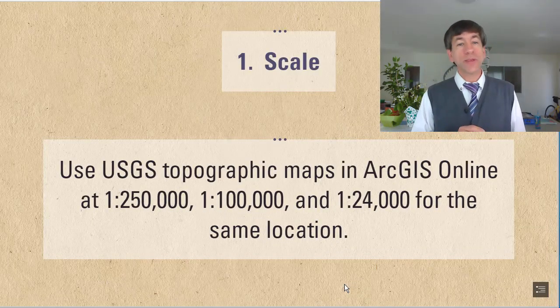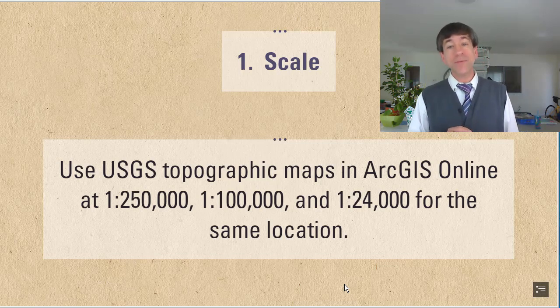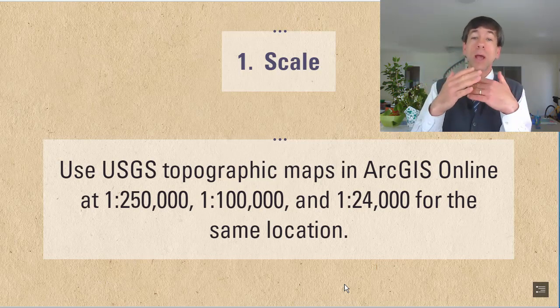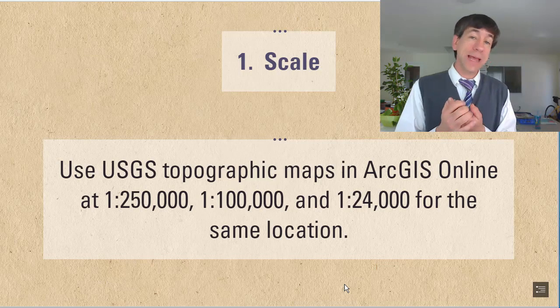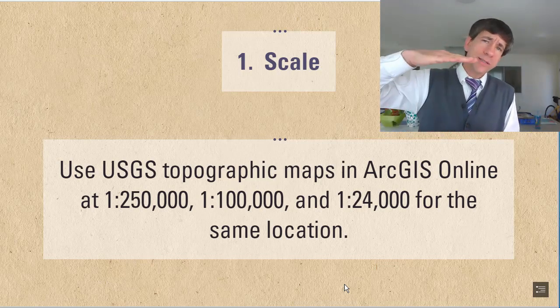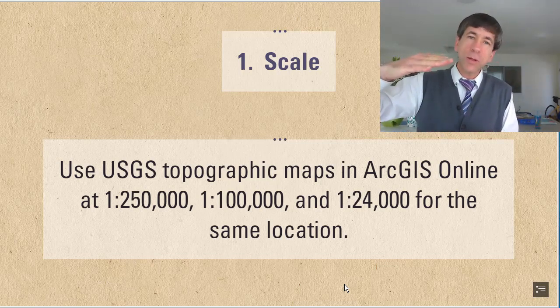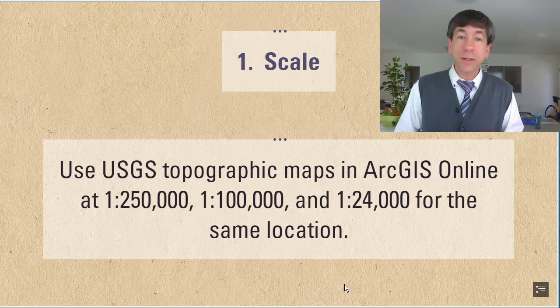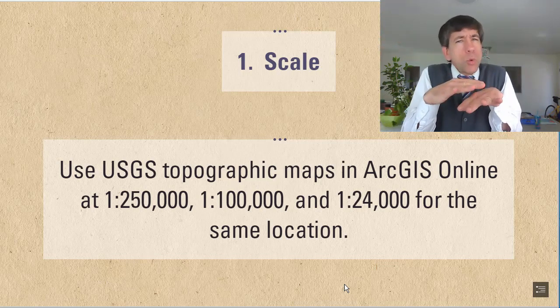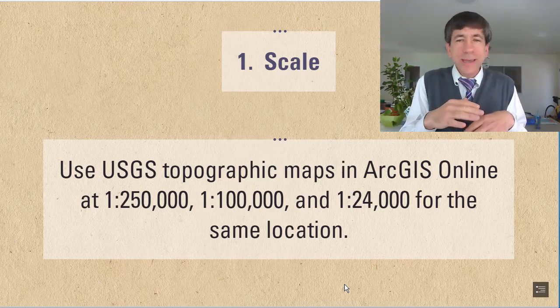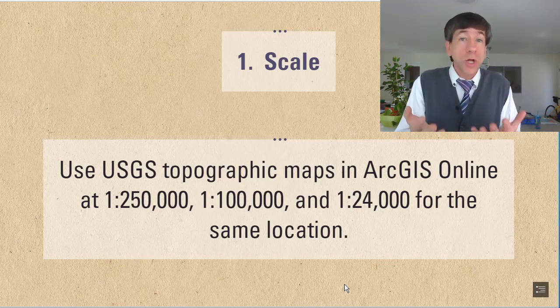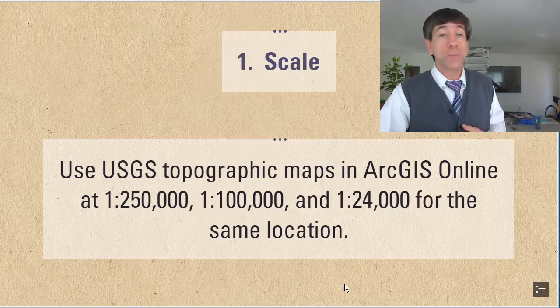One way to teach about this is to use USGS topographic maps inside ArcGIS Online at different scales. For example, 1 to 250,000, relatively medium to small scale, a lot of area, not much detail. 1 to 100,000, more detail, a little bit larger scale, and 1 to 24,000, largest scale of the three, more detail, less area per map.